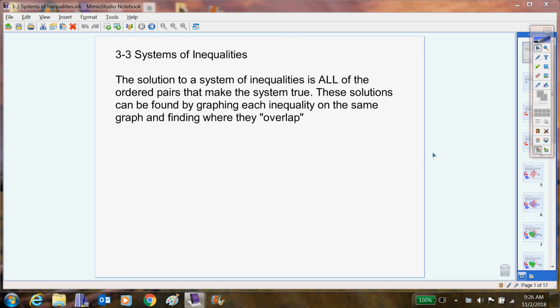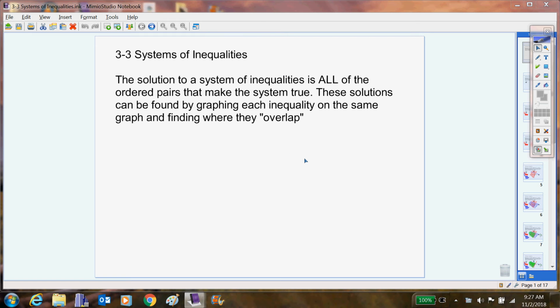Inequalities today. We've dealt with graphing systems of equations, where you find the lines and you figure out where they intersect, and that's your answer. So what we need to do with this is look at, well, what if we have an inequality? Remember, an inequality, we make the dividing line, and then we shade in part of it. But what you'll notice here, it says that the solution to a system of inequalities is all the ordered pairs that make it true. So it's the overlap.